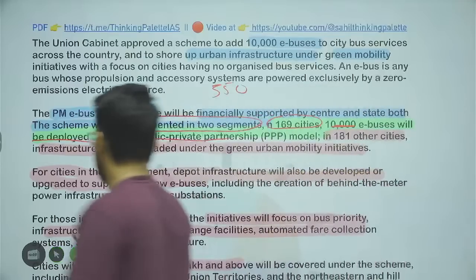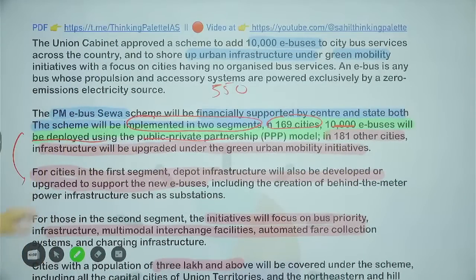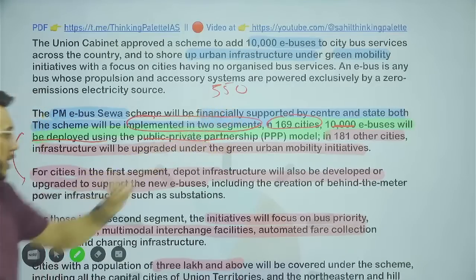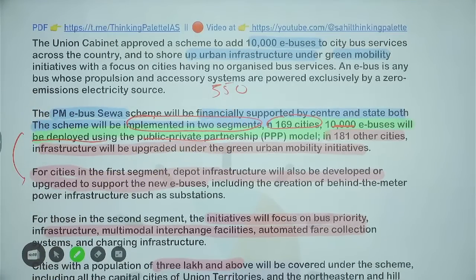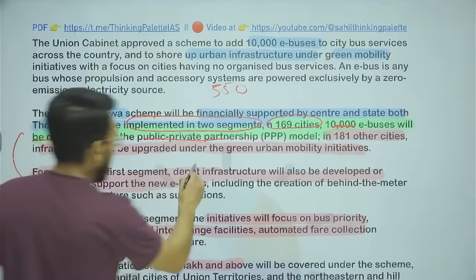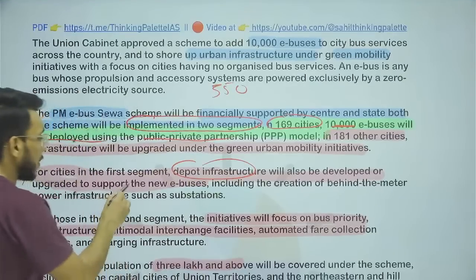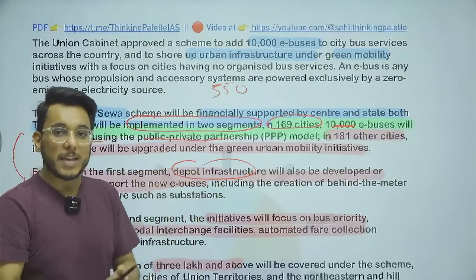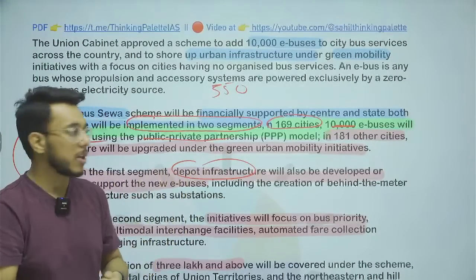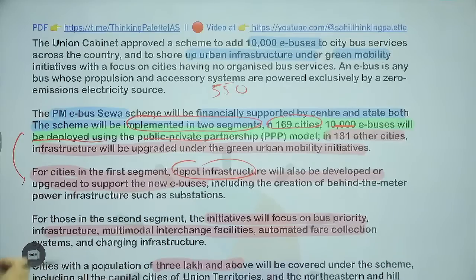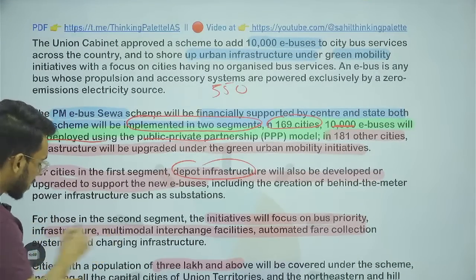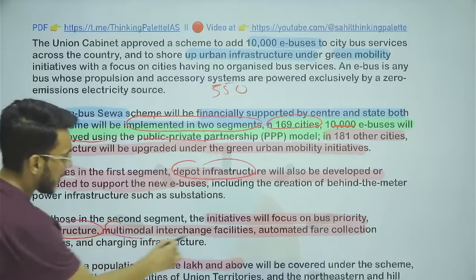Now when we talk about the cities in the first segment, that is, these cities where 10,000 e-buses will be deployed, there also depot infrastructure will be developed so that it can house the new e-buses. Charging infrastructure will also be developed. Moreover, the government will also be developing multimodal interchange facilities.